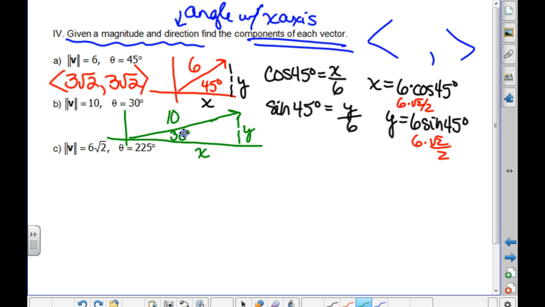If you know your 30, 60, 90s and 45, 45, 90s, I wouldn't bother to do this. Which I mean, I don't. But in a minute, when I ask you one with a 22-degree angle, you're going to need to know that it comes from the length of this, which I'm going to call R.